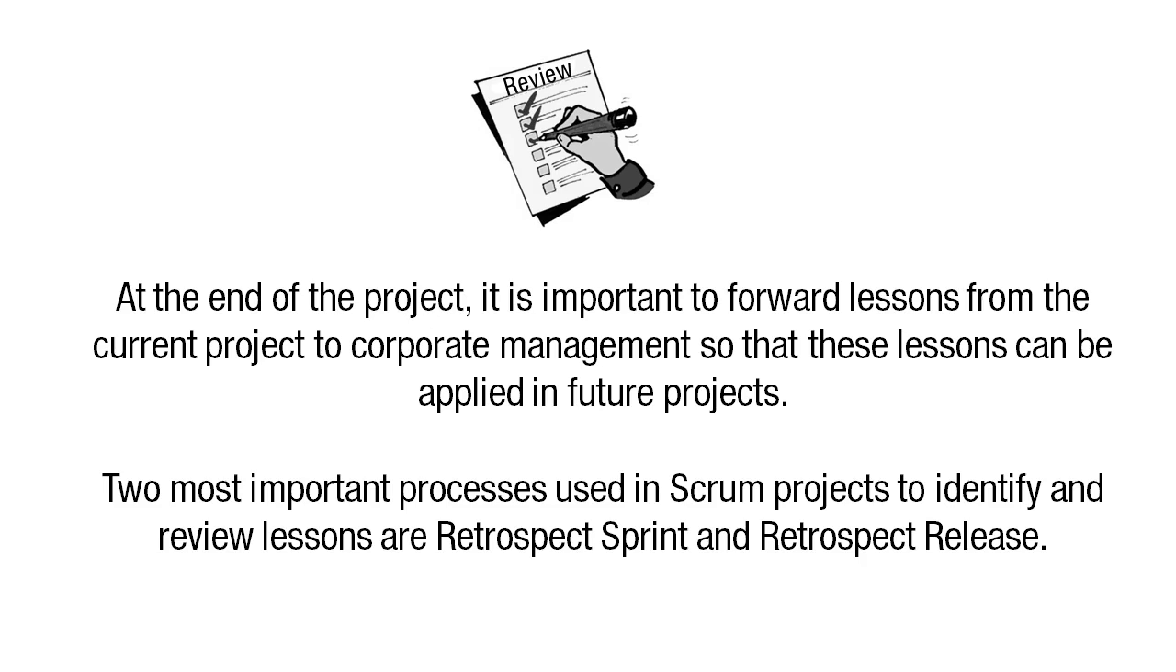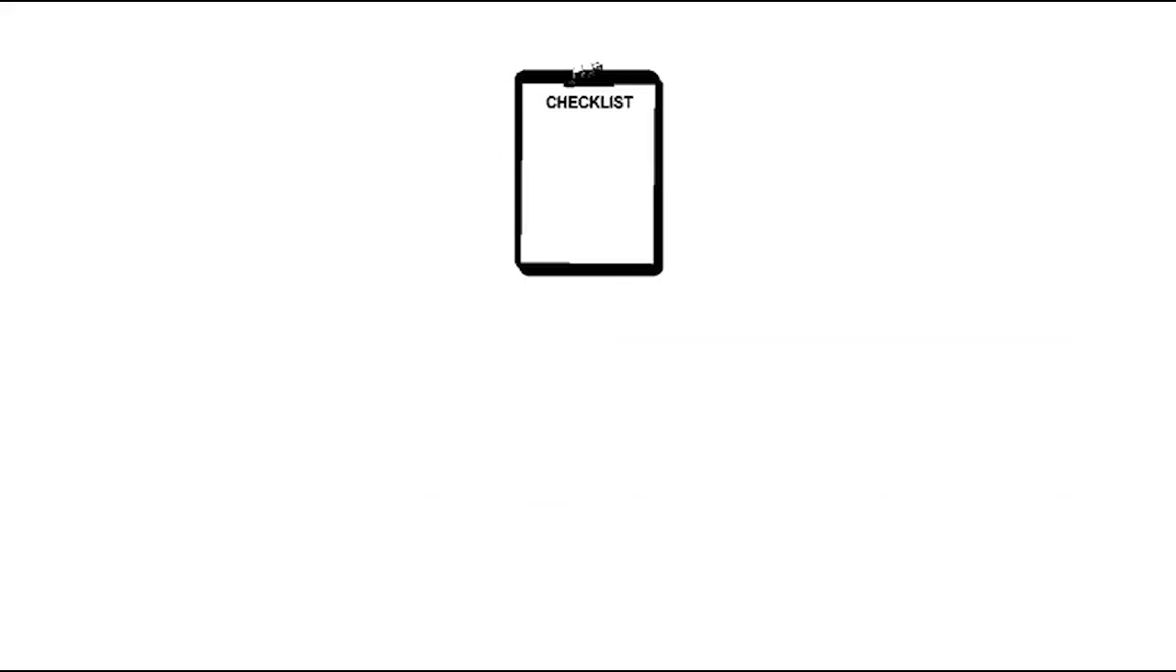At the end of the project, it is also important to forward lessons from the current project to corporate management so that these lessons can be applied in future projects. 2 most important processes used in Scrum projects to identify and review lessons are retrospect sprint and retrospect release process.